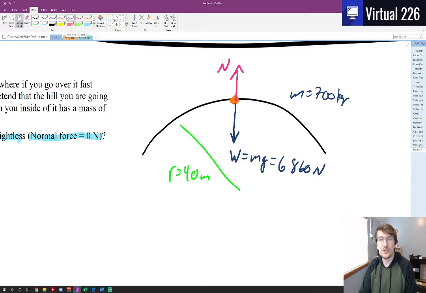Now, one of the first things we need to do is to choose a positive and a negative direction. And we are always going to choose going inward towards the center of our circle as positive. This will allow all of our centripetal accelerations to be positive. And that means going out or away from the circle is going to be negative. So we've got two forces here, a weight, which is positive, and a normal, which is negative.